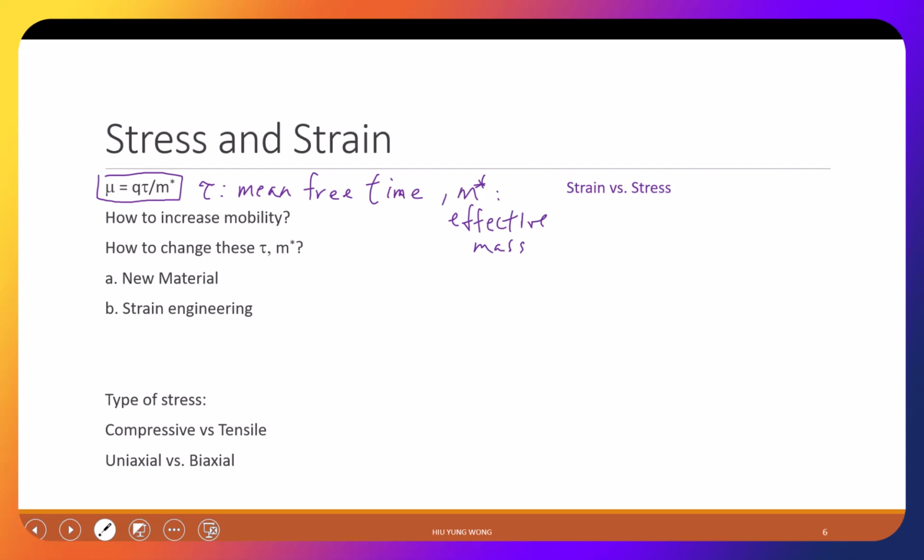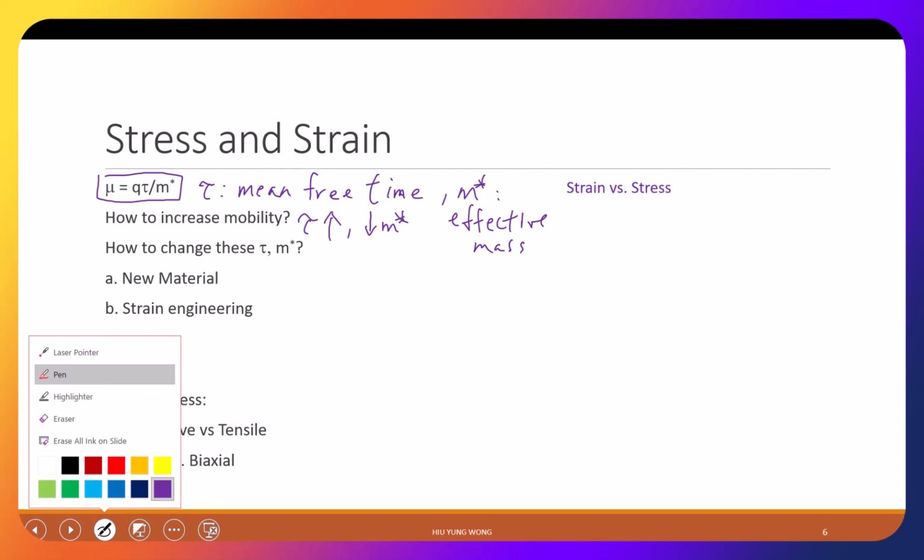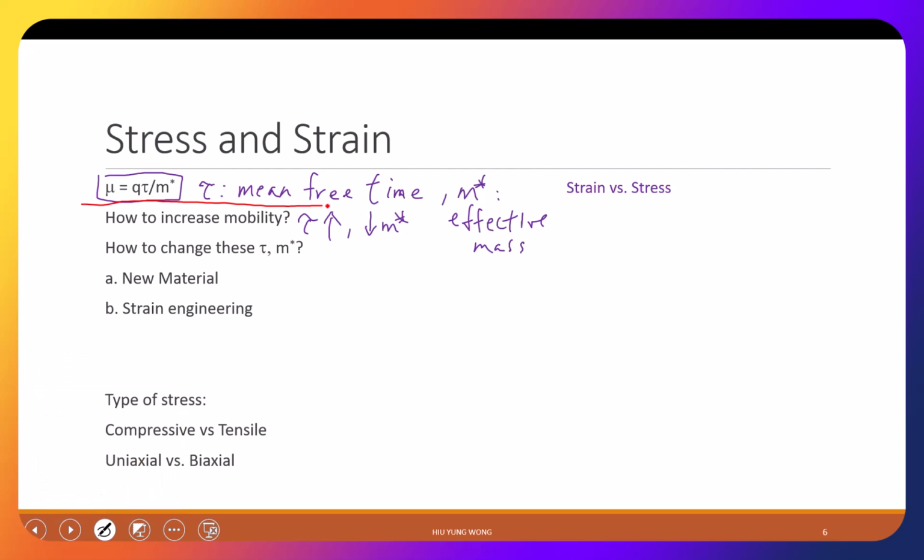Unless you engineer the material. And how do you engineer it? You can try to increase the mean free path time or reduce the effective mass, right? So, make sense? But how do you do that?